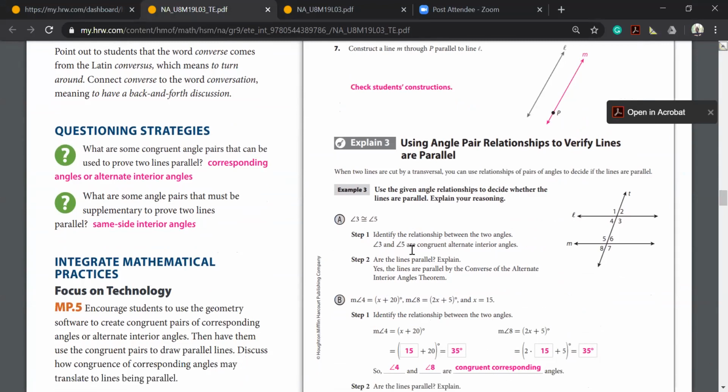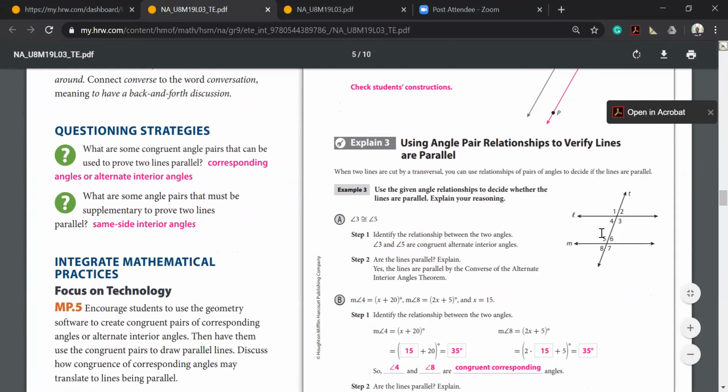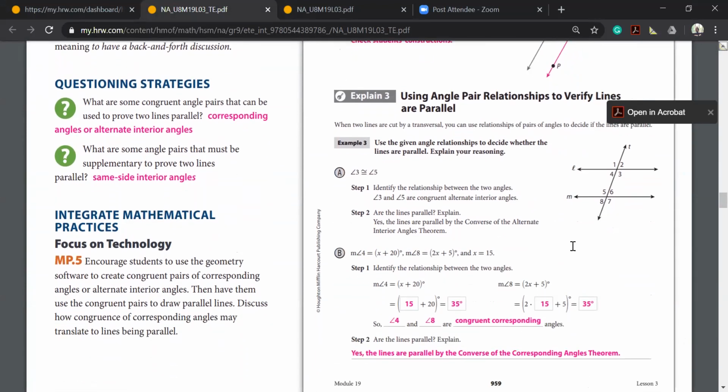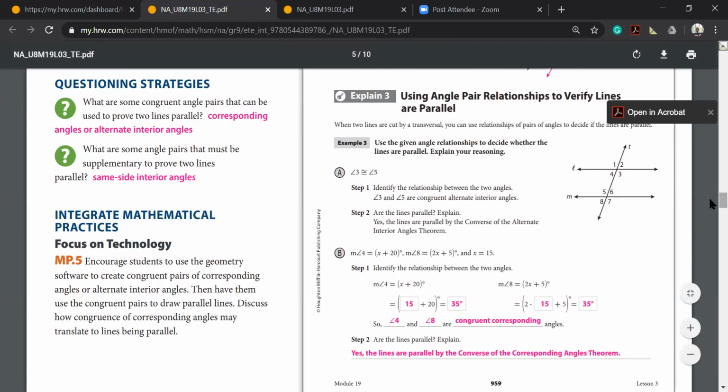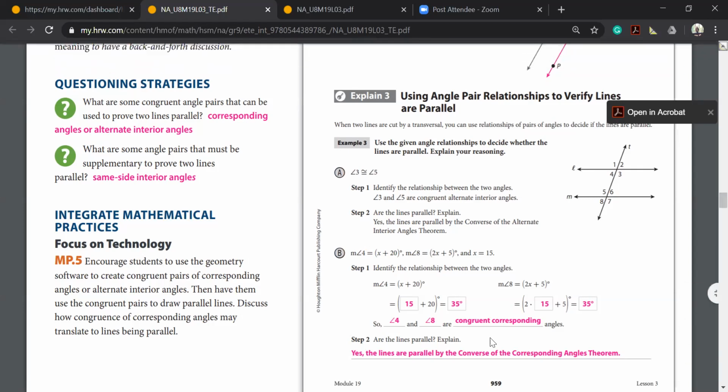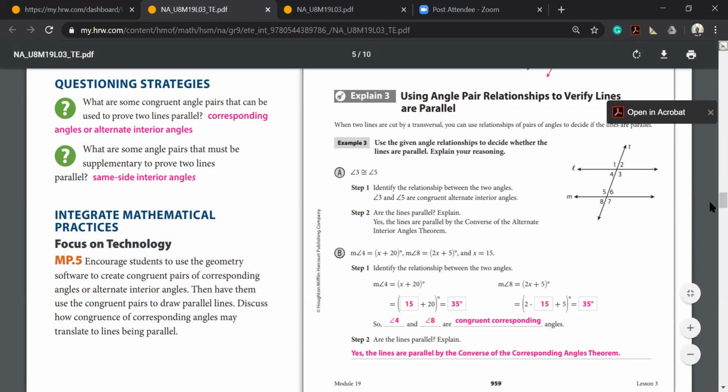So step 2, are the lines parallel? Since they are equal and in the place of corresponding angles, I can prove that lines L and M are parallel using which theorem? Using the converse of the corresponding angle theorem. Yes, so the lines are parallel by the converse of the corresponding angles theorem. Understood? So actually you only have 3 things: either the converse of the same side interior angle postulate, or the converse of alternate interior, or the converse of the corresponding angle theorem. You will not have anything else. Only these 3. Okay?